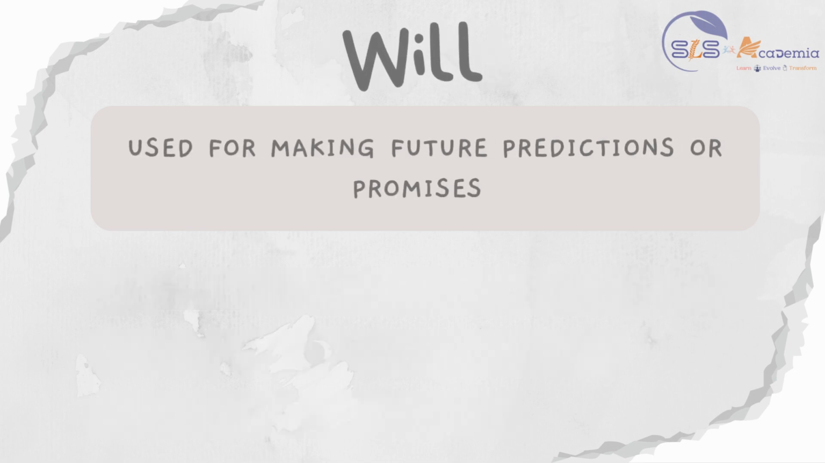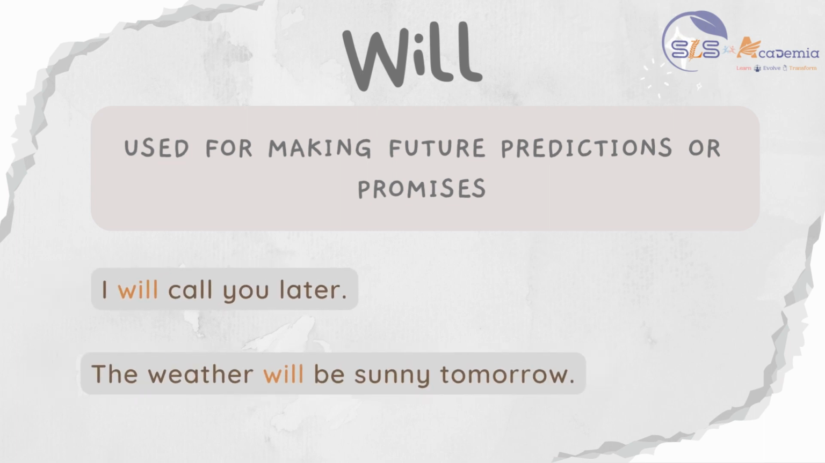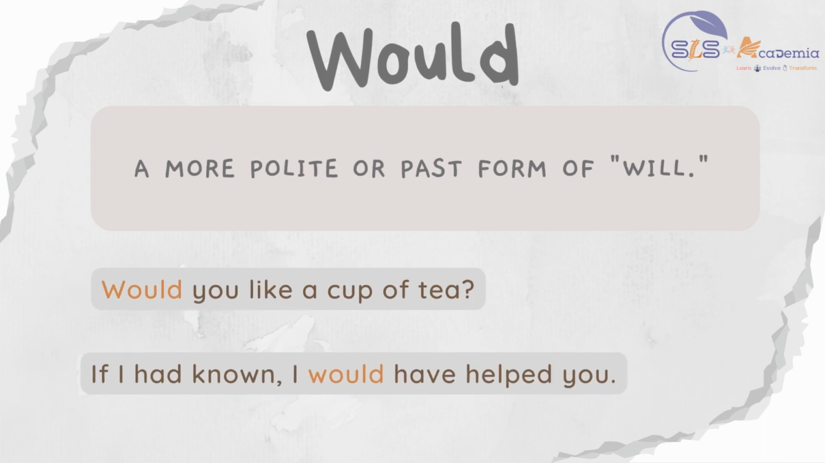Will is used for making future predictions or promises. For example, I will call you later. The weather will be sunny tomorrow. Would is a more polite or past form of will. Would you like a cup of tea? If I had known, I would have helped you.